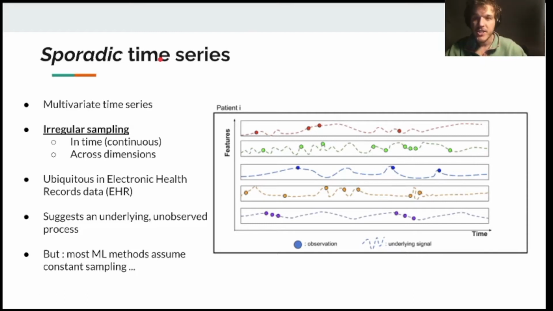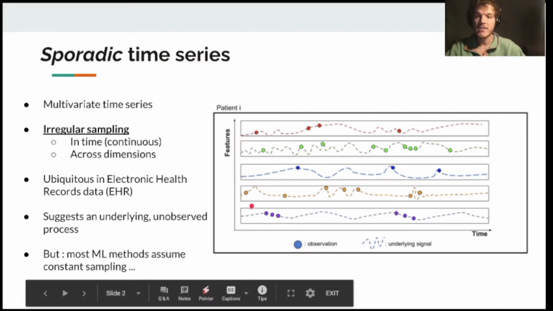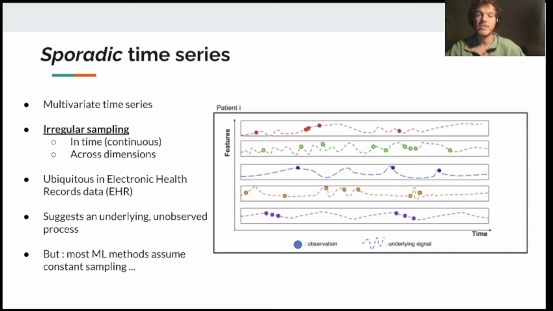As a representation, on this slide we show an example of data from a patient i, for which we would observe over time different features, here five with the different colors. And you see that the sampling time difference of the different features varies over time, and also across dimensions, as not all measurements are observed at each sampling time.